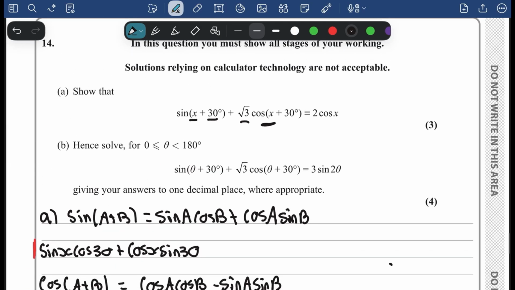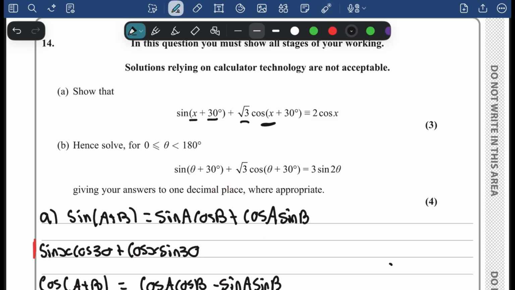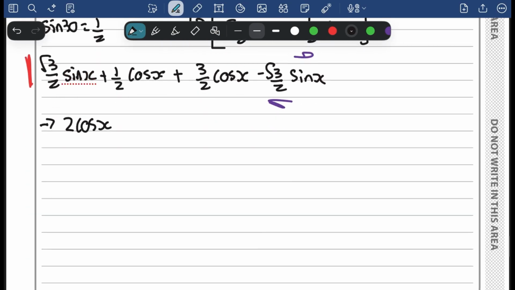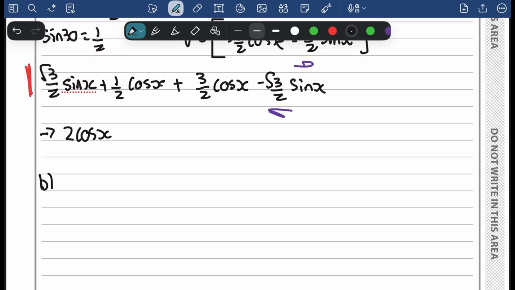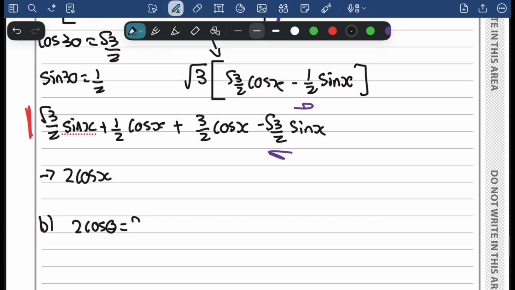Okay, then part B says solve in the range of 0 to 180 degrees this sine-cos expression equals 3 sin 2 theta, right? Well, we've already proved that this is this, right? So we can just use 2 cos x here to make it clear. The only thing we have to do is change x to theta, because we're not solving for x, we're solving for theta, right? So for part B, we're going to say 2 cos theta is going to equal 3 sin 2 theta.